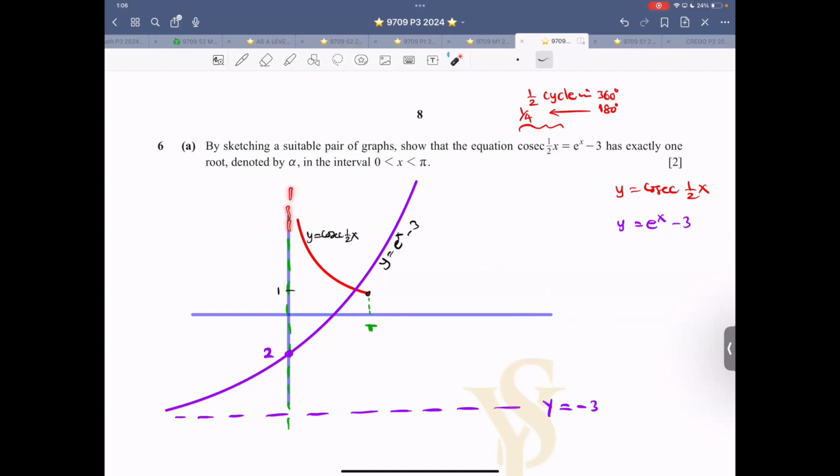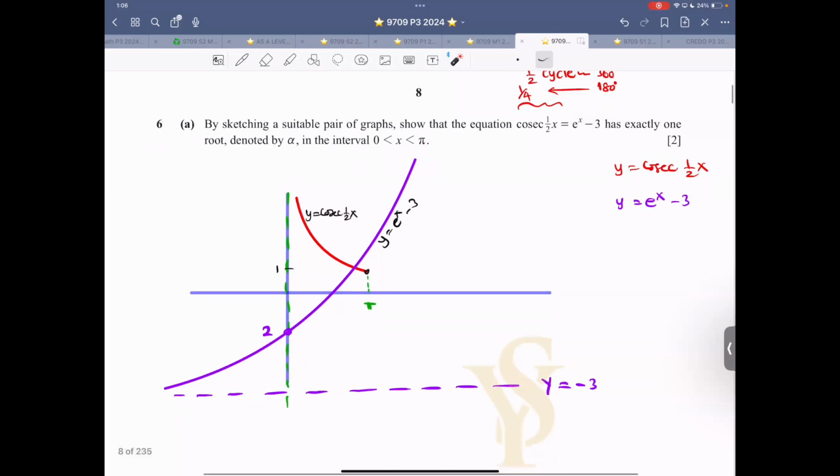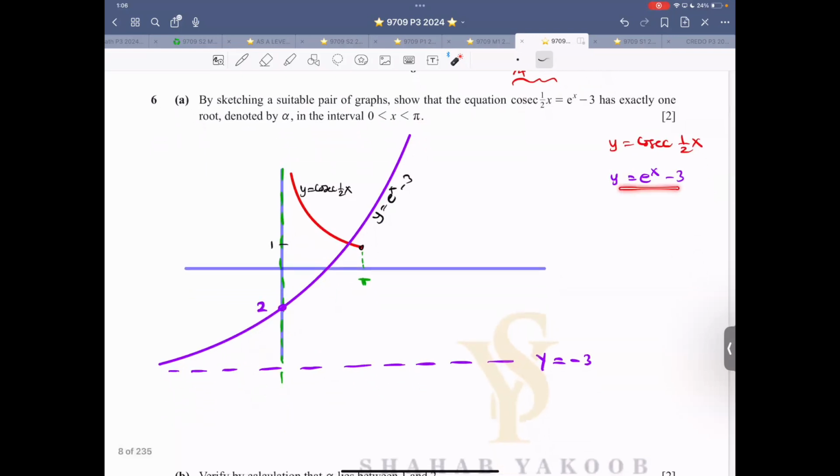So make sure that you mark the asymptote over here. This is like this. And make sure you mark this with an empty circle. Actually, no, my bad. This is not an empty circle. This one is, yes, this is empty because this is not inclusive. My bad. So now over here, the purple one, that's e raised to power of x minus 3.